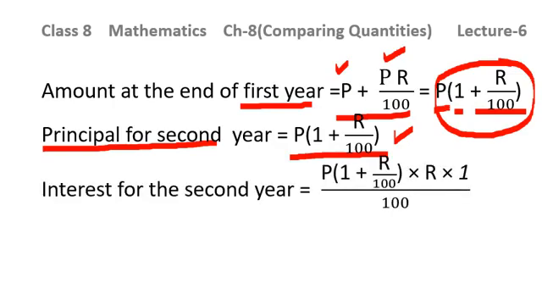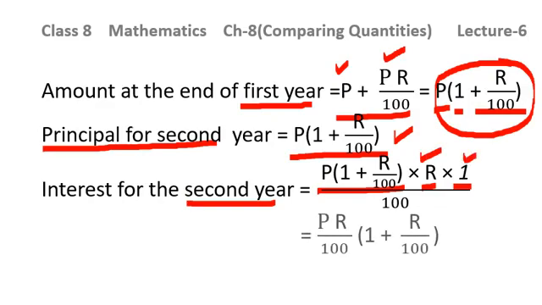Interest for the second year will be P, this is the value of P now, into R into T. Time we have taken as 1 because we are calculating it for individual years. So it will be P bracket 1 plus R over 100 into the rate of interest, that is R, into 1 over 100. This will be the interest for the second year. I have written this P and this R all together, so it will be PR over 100 bracket 1 plus R over 100.